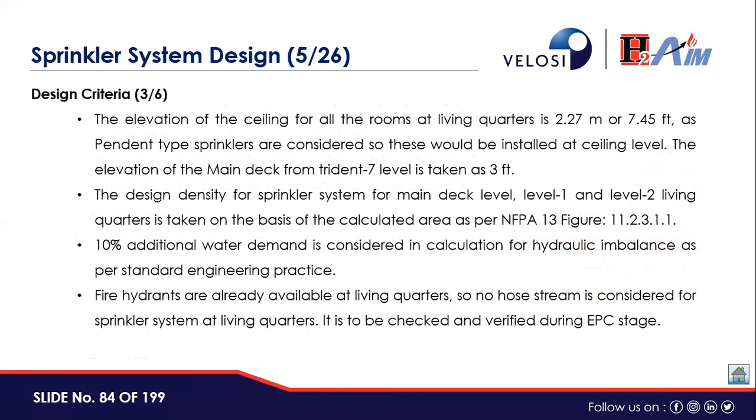The elevation of the ceiling for all the rooms at living quarters is 2.27 meters or 7.45 feet, as pendant type sprinklers are considered. So these would be installed at ceiling level. The elevation of the main deck from the trident 7 level is taken as 3 feet. The design density for the sprinkler system for the main deck level and levels 1 and 2 of the living quarters is taken on the basis of the calculated area as per NFPA 13, figure 11.2.3.1.1.